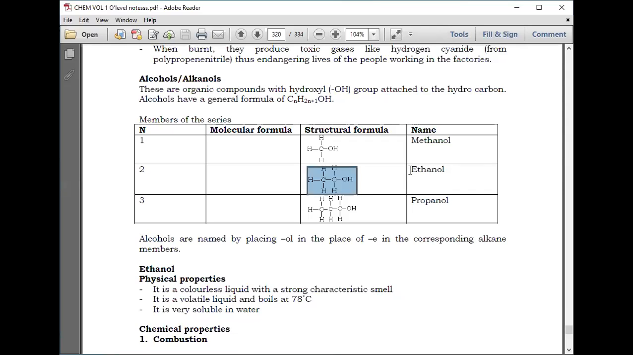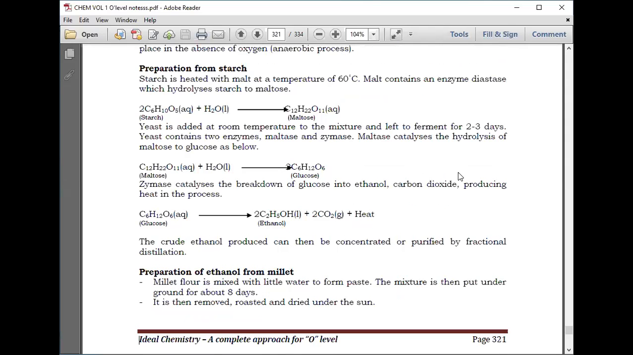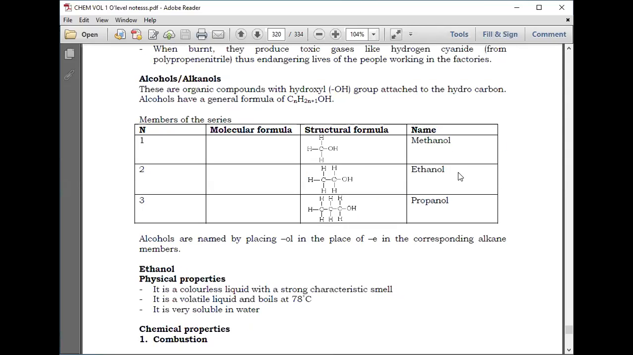And the name is ethanol. So I've told you, among all alcohols, we are going to focus our attention on ethanol. Physical properties of ethanol. It is a colorless liquid, that one we know. Then it is a volatile liquid and boils at 78 degrees centigrade. I think this one, you don't dispute it. We looked at it in our senior one.